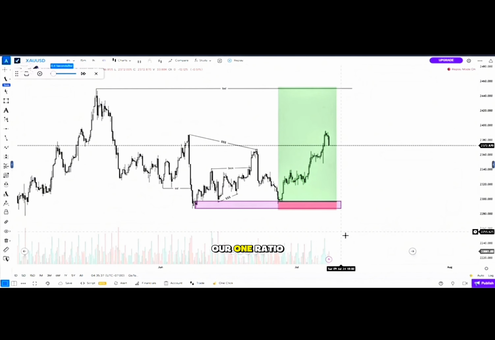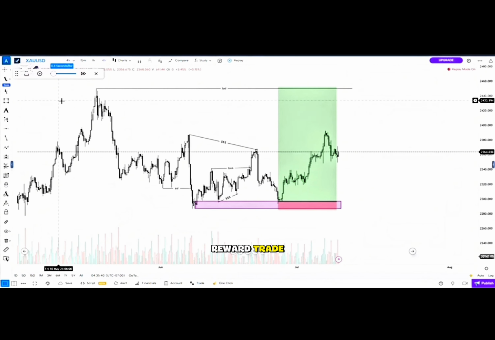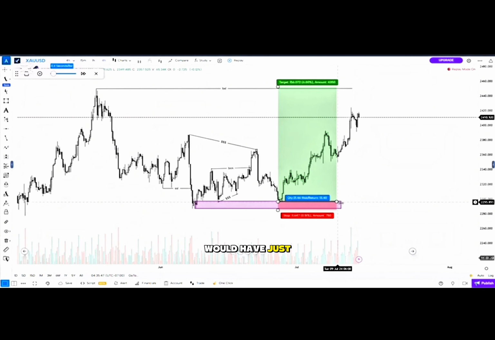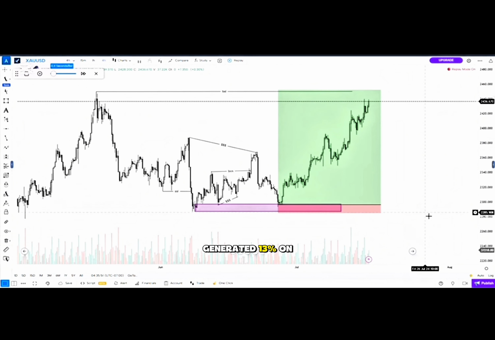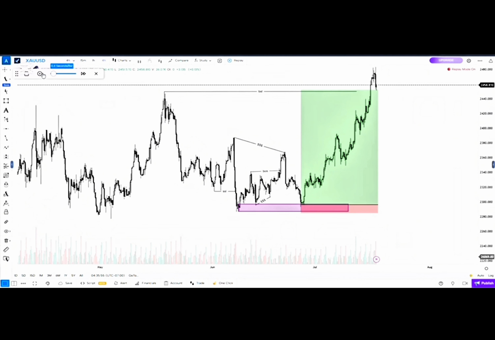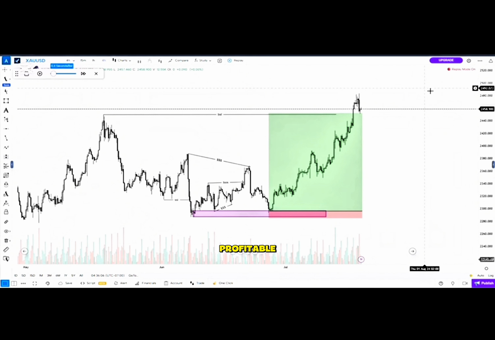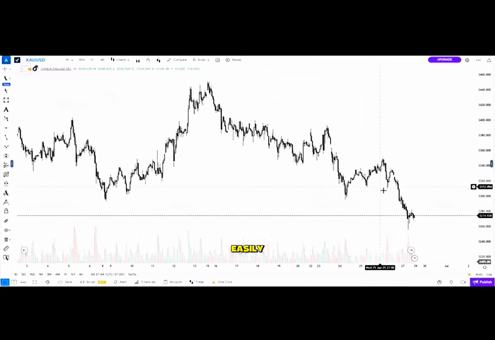So this was our 1:13 risk to reward trade. On the loss of 1%, you would have generated 13% on your account. So when trading, only risk management will make you profitable. When you risk small and your reward is big, then you can be profitable easily.